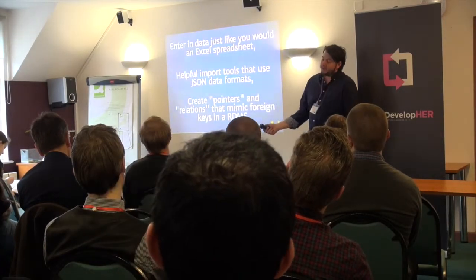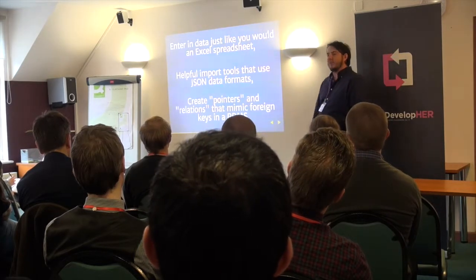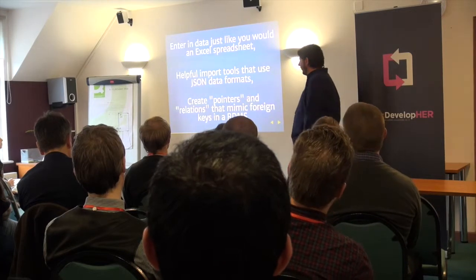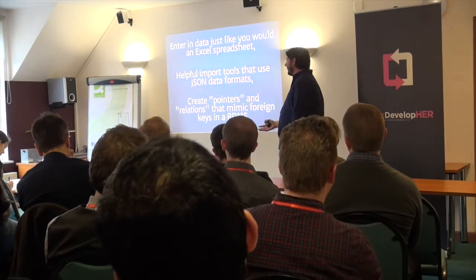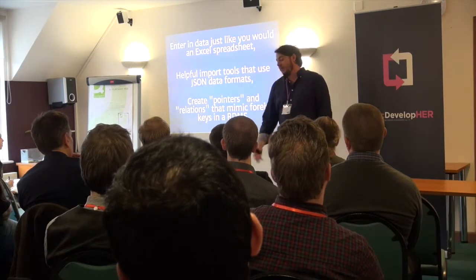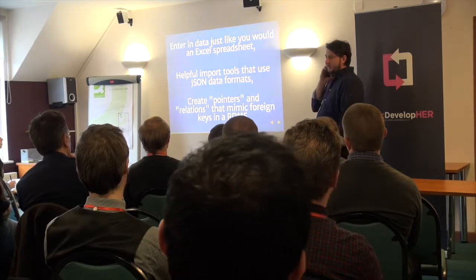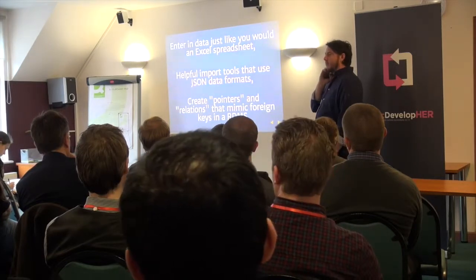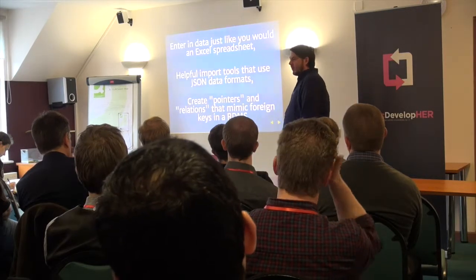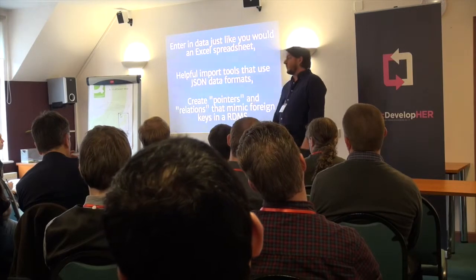So you can enter data in just like you would a spreadsheet. You can create columns and new items and import data just like you would any old Excel spreadsheet. It's got helpful import tools. They all use the JSON data format, so you know, very mobile friendly. You can create pointers and relations that essentially mimic foreign keys in a database management system. So just like you would in MySQL, create a foreign key from one table to another. You can do a similar sort of thing in PaaS, and it will actually bring back those related objects whenever you query for something. So it's quite handy.